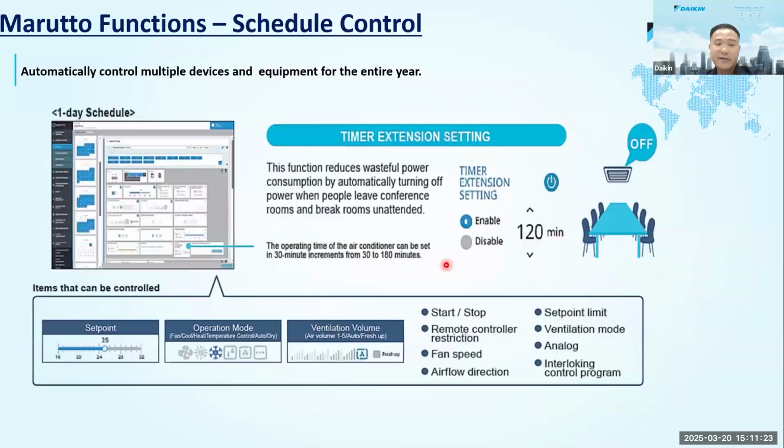So the next one is a scheduling function as well. Basically, with this scheduling function, besides on and off, we are able to control start, stop, remote controller restriction, fan speed, and airflow direction, and we are able to have a timer extension as well, which can go up to 180 minutes. With this extension, and all these scheduling functions, you are able to save energy and eliminate unnecessary usage of electricity.